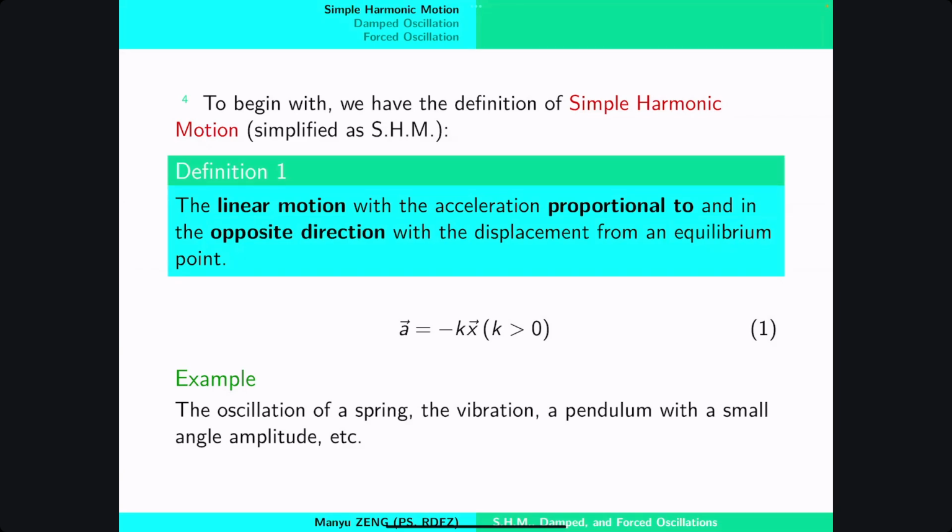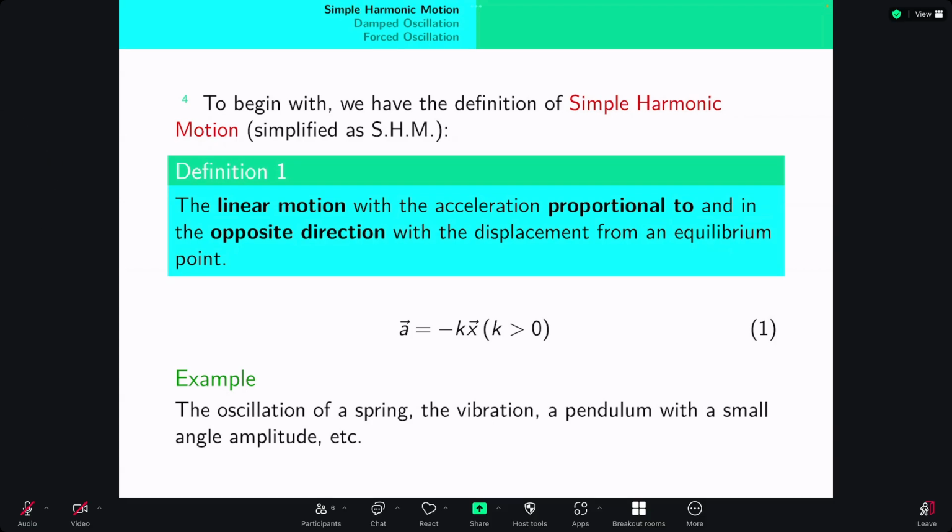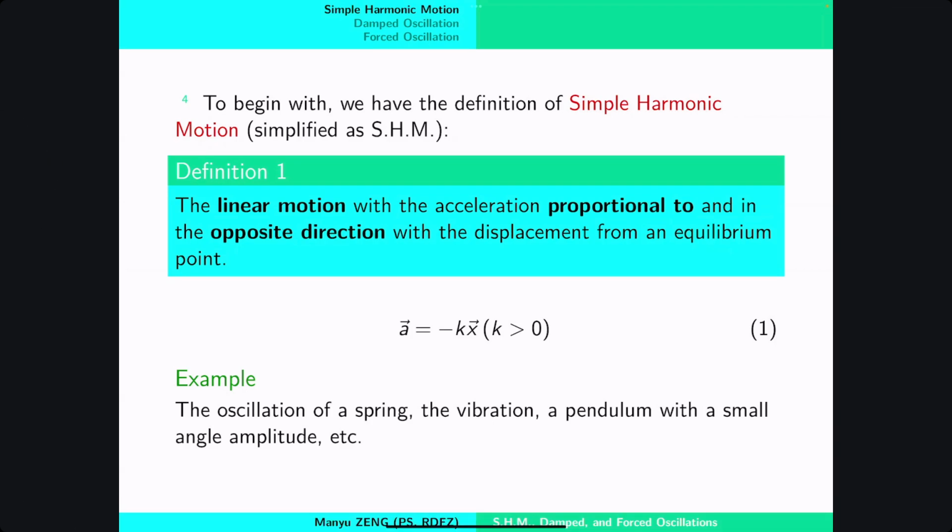Another example is a pendulum with a small angle of amplitude. If you hang a small ball, a small mass, from a long string attached to a fixed point, and you let it do a small amplitude oscillation, it just moves back and forth. It can be approximated as simple harmonic motion. So we aim to describe simple harmonic motion in this section.